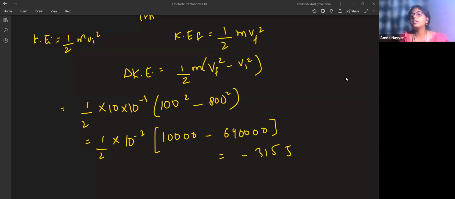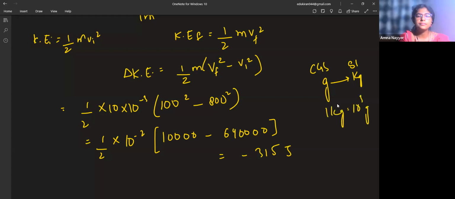Grams into kg, because gram is the CGS unit and kg is the SI unit. So you have to convert grams into kg. All right. 1 kg is 10 to the power 3 grams. In any case, the minus sign is just telling you that velocity is decreasing. Otherwise, kinetic energy is a scalar quantity. You don't need this minus and plus sign. These are not telling you the direction.